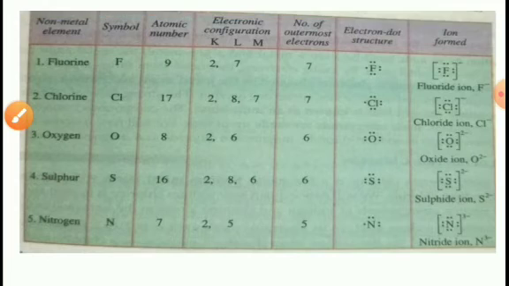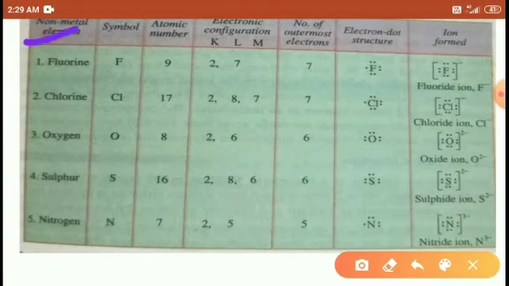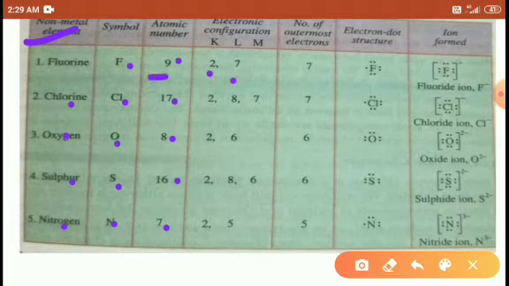Yes, students. Look here at the electron dot structures of some non-metals: fluorine, chlorine, oxygen, sulfur, nitrogen. Symbols F, Cl, O, S, N. Atomic numbers 9, 17, 8, 16, 7. Electron configuration of fluorine is 2, 7. So the non-metals accept electrons. Yes, students, these accept electrons. Here it is 7, and 7 is less than 8.